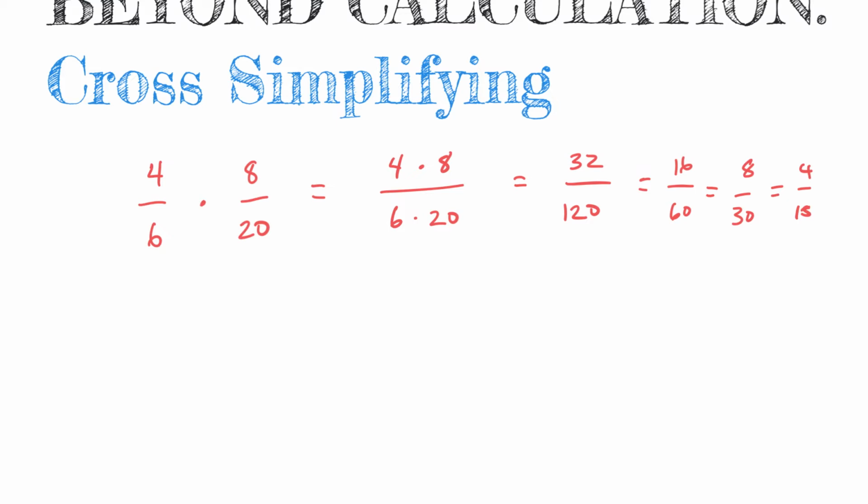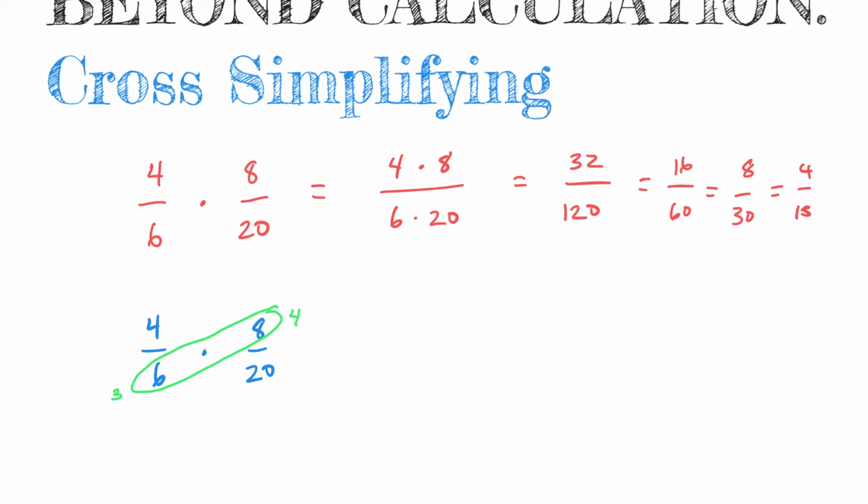To cross-simplify, we take our original problem, 4/6 times 8 over 20, and we look for ways that we can simplify either within each fraction or diagonally across the fractions. So for example, the 8 and the 6 right here both share a common factor of 2. So if we divide 8 and 6 by 2, we get 4 and we get 3.